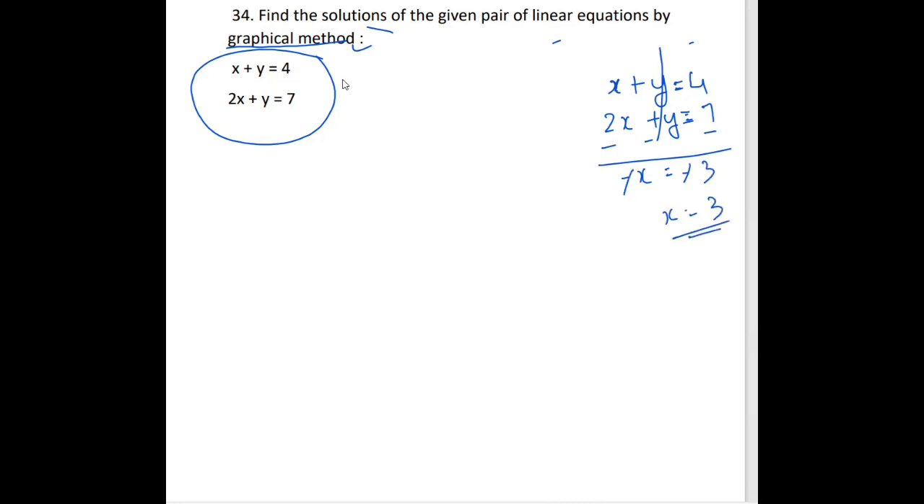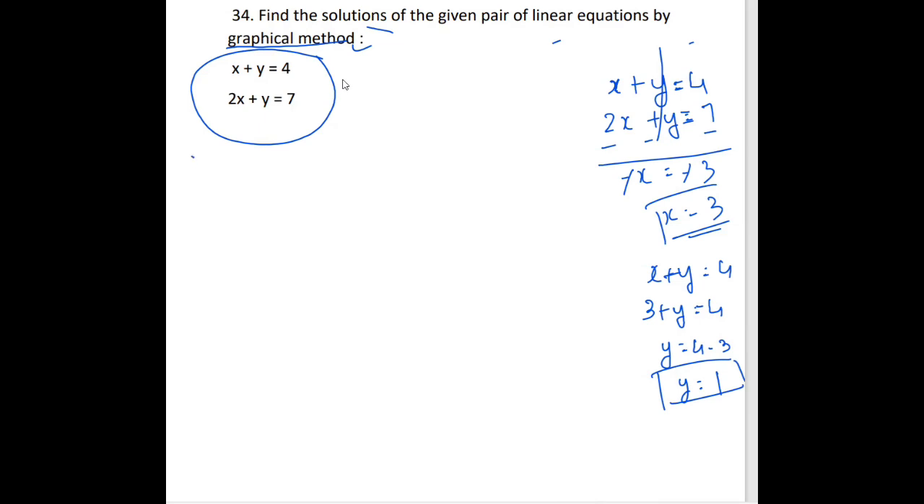Now how do I find y? Take the simplest equation, x plus y is equal to 4. So x equal to 3, 3 plus y is equal to 4. If you want y, where will the 3 go? 4 minus 3 is 1. So now I know the answer. This is the answer. Okay, now let us keep this, do this elimination somewhere at the back side.